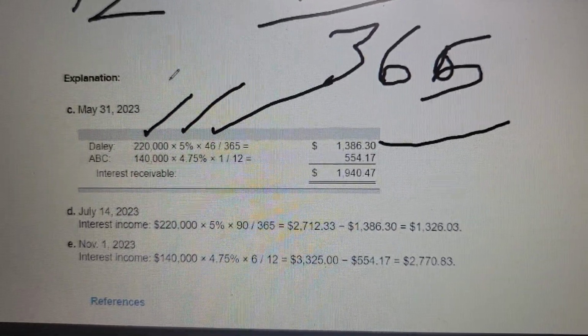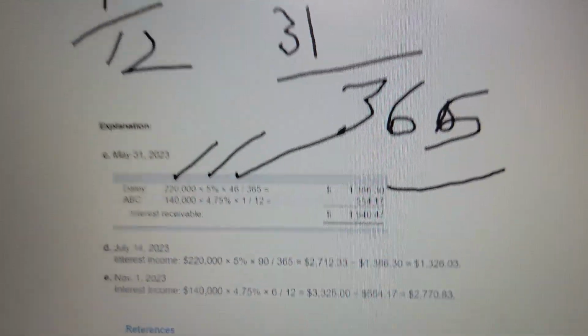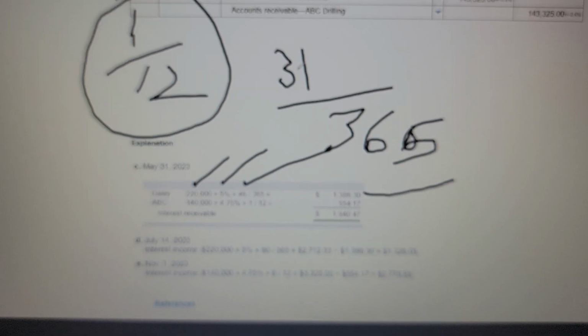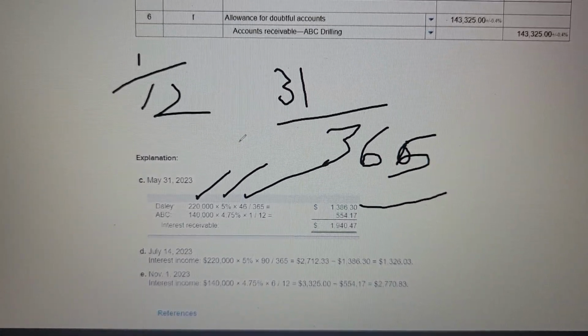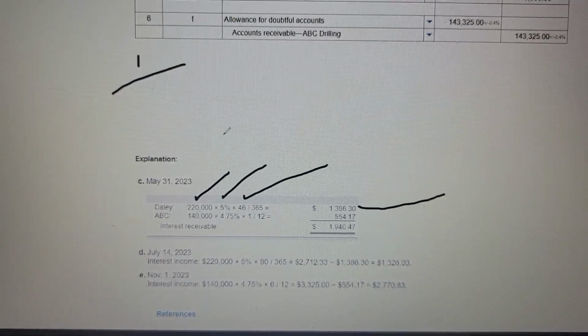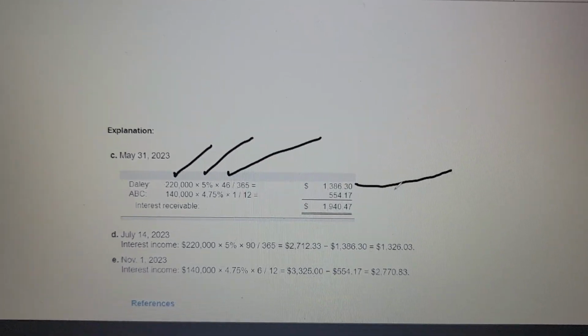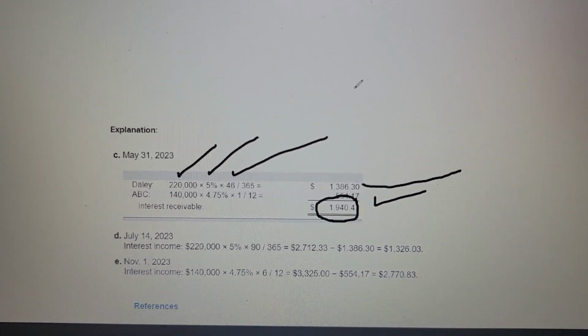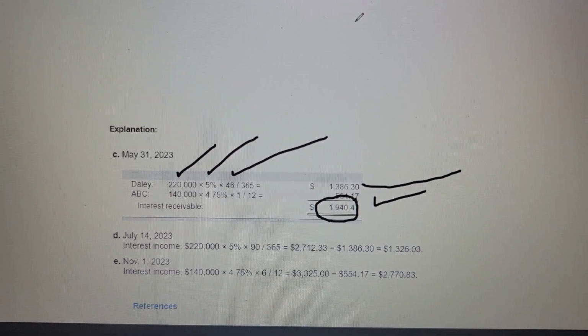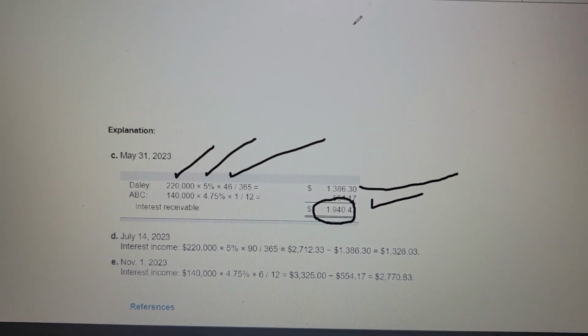May 1st to the end of May, do it with 1 over 12. Same thing, but it's more accurate than this one. So in this case, I calculated the interest for this one and the interest for this one. I added them together as your C. Okay? Right.